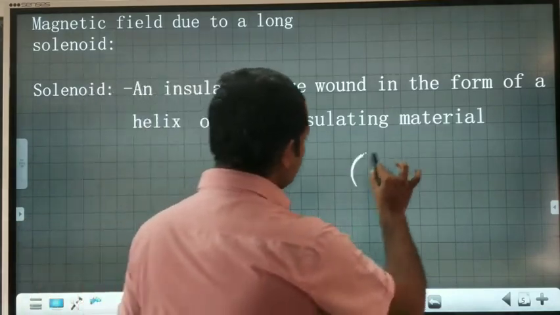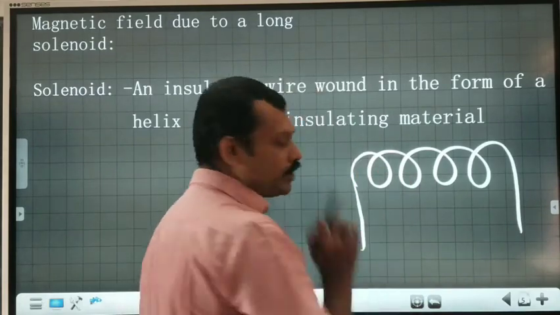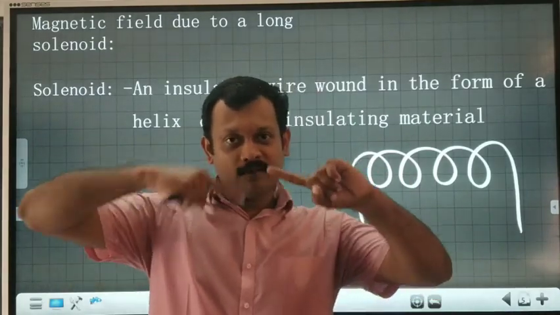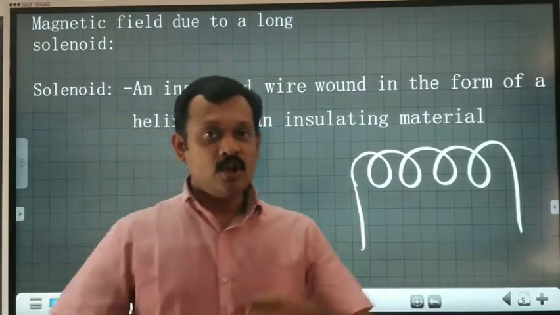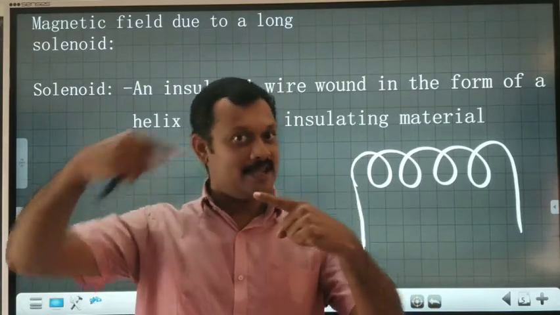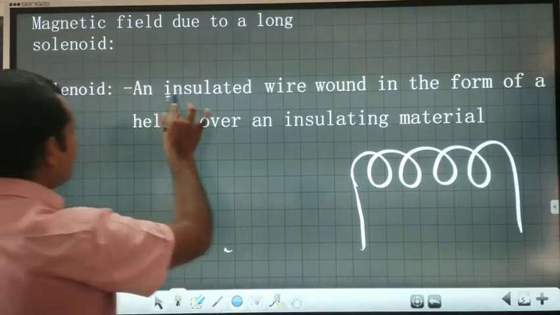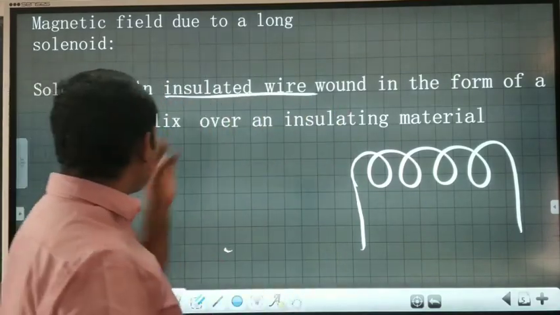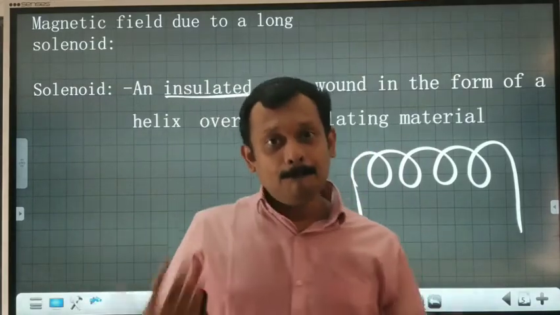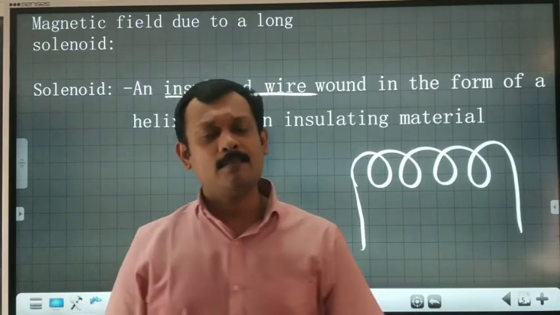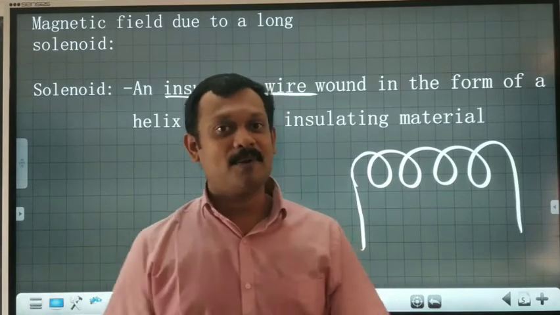That is something of the shape like this. This is what is called a solenoid. The wire is wound in the form of a spring. The shape of the spring is called a helix, like something used for spiral binding. So a solenoid is an insulated wire wound in the form of a helix over an insulating material like air. Air is a perfect insulator. Mica and ceramic are some examples of insulating materials used for the winding.